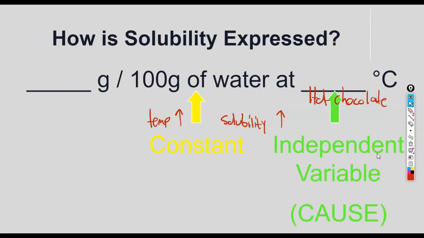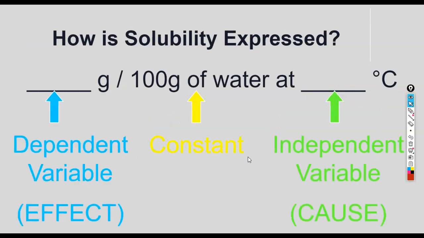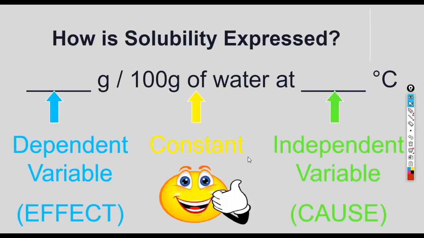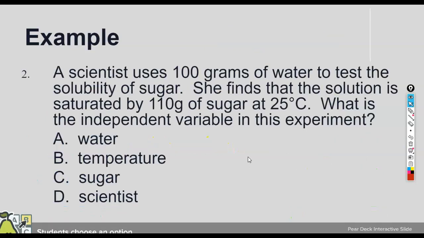All right, so this is basically what I was talking about before. All right, so let's do a simple example. A scientist uses 100 grams of water to test the solubility of sugar. She finds that the solution is saturated by 110 grams of sugar at 25 degrees Celsius. What is the independent variable in this experiment? Okay, so based off of what we just talked about, see if you can answer this question.